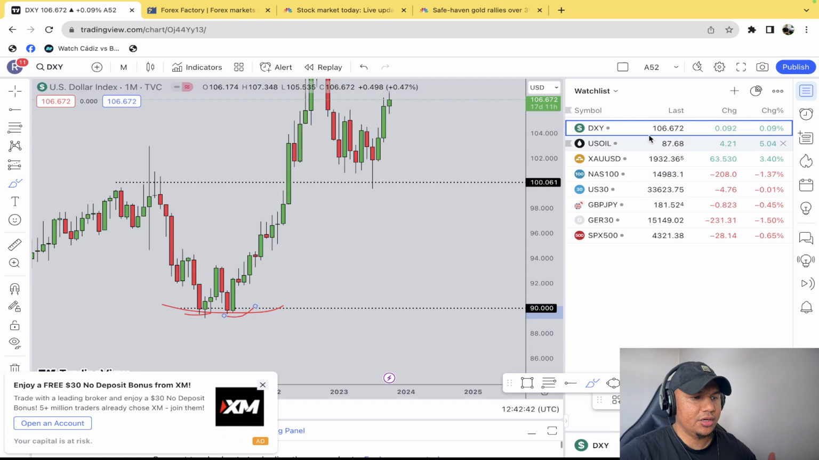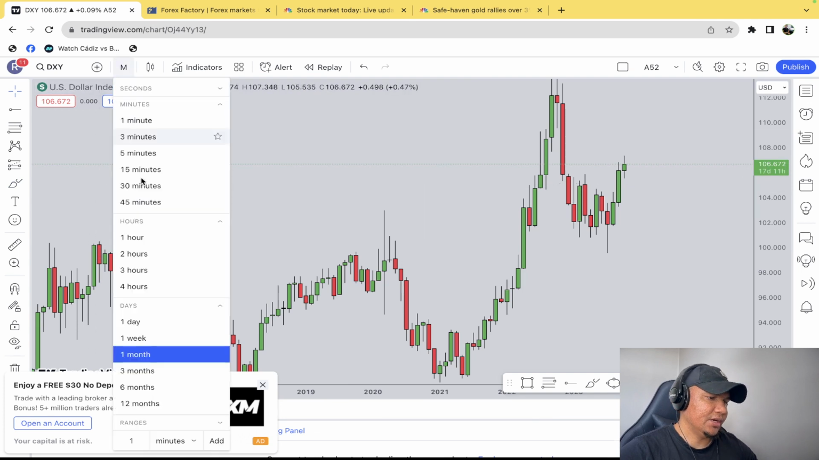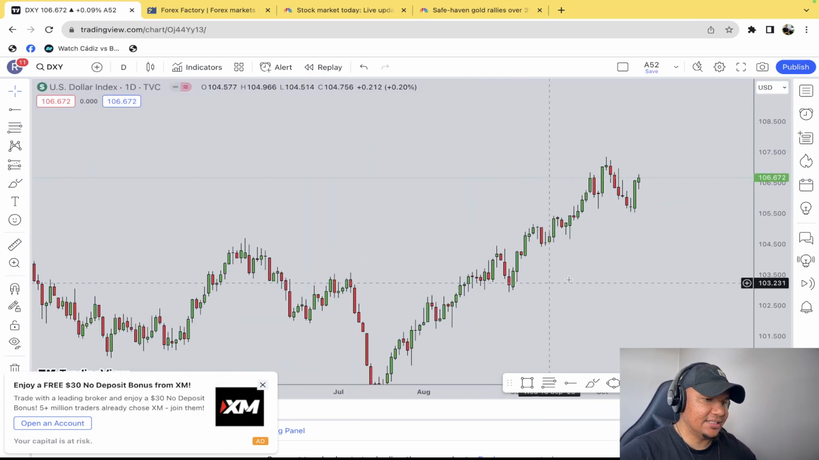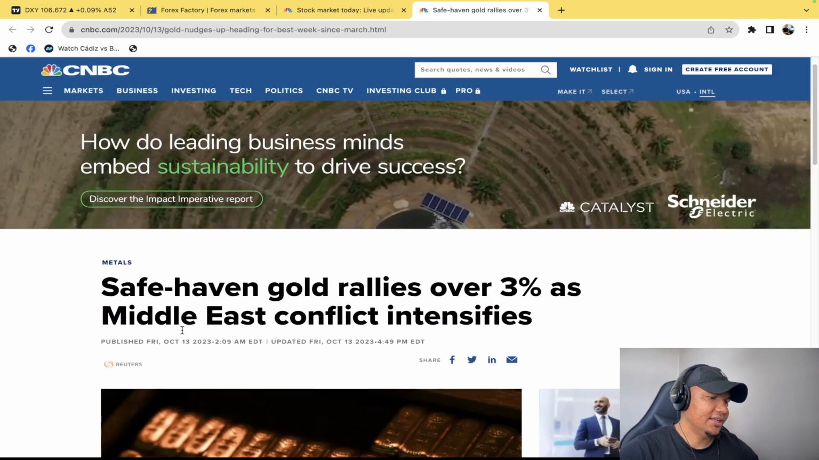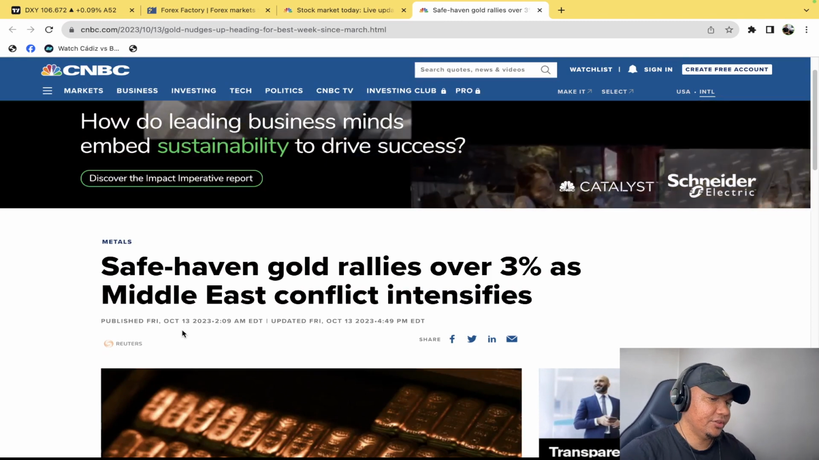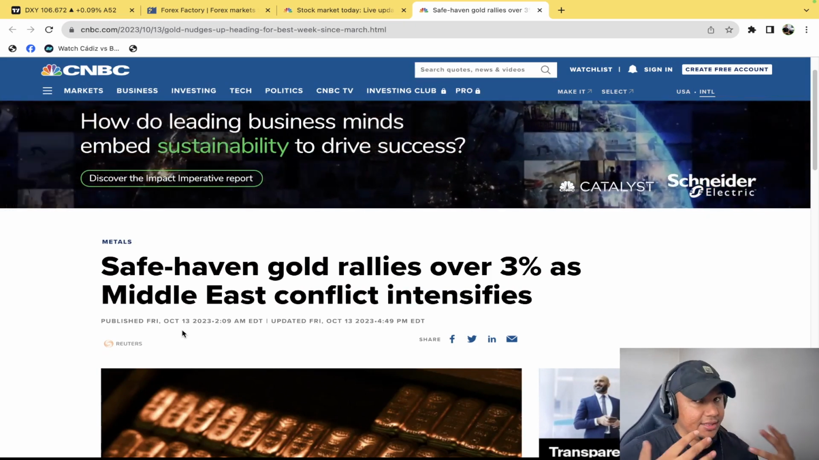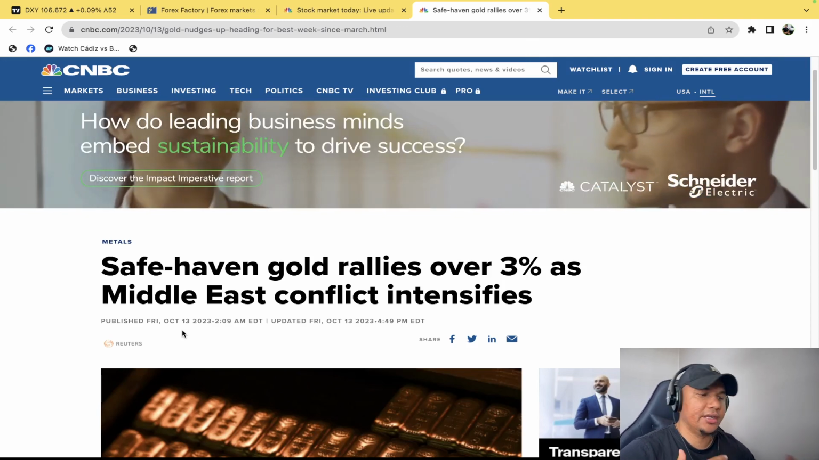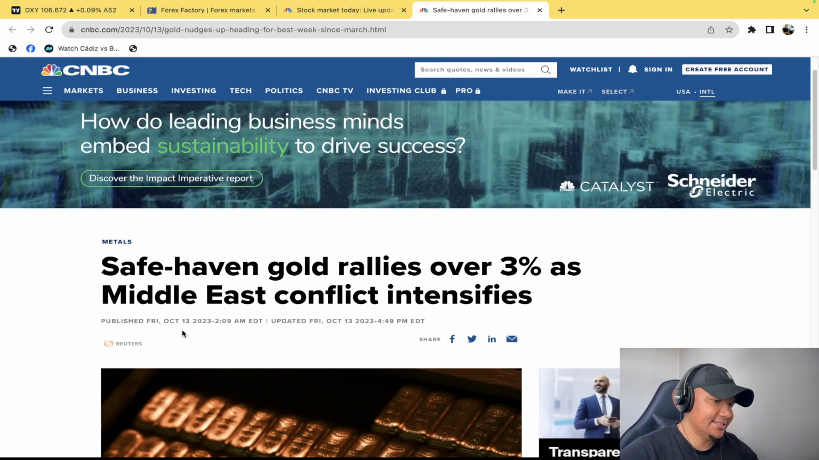Now the first thing that we are going to take a look at is none other than the dollar index, which is obviously the driving pair behind this. But I do want to go over some fundamental data that got released for the index as well. The first article comes from CNBC. It says here, safe haven gold rallies over 3% as Middle East conflict intensifies. That is a very sad story for what's currently happening on the other side of the world. But because of that, gold has seen some rally.